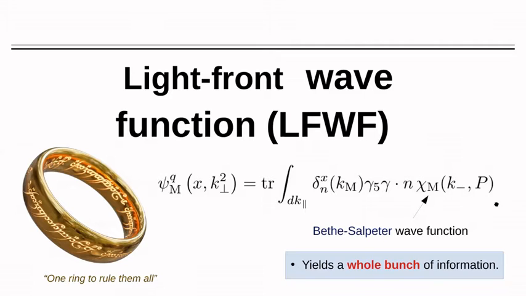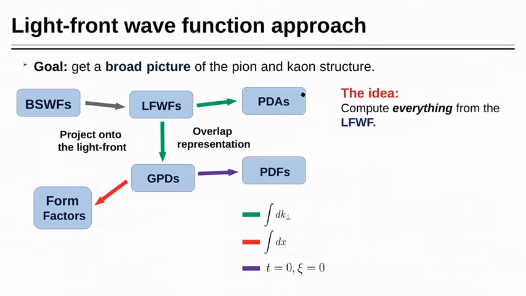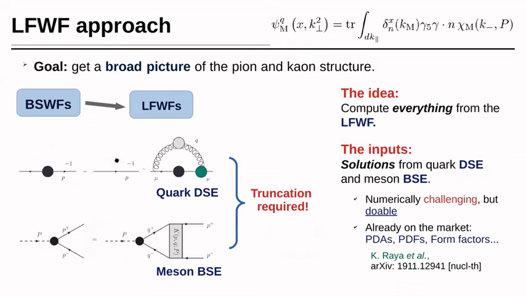The properties of a given meson are encoded in the Bethe-Salpeter wave function. Projected onto the light front, we can obtain a whole bunch of information via the light front wave function. So the idea is to compute everything, in quotations, from the light front wave function. And we can start, as we usually do within the Dyson-Schwinger equation formalism, with solutions of the quark gap equation and the meson Bethe-Salpeter equation. And in fact, there are already several works concerning parton distribution amplitudes, parton distribution functions, form factors, and so on. So we can, in principle, attack this problem following this path.